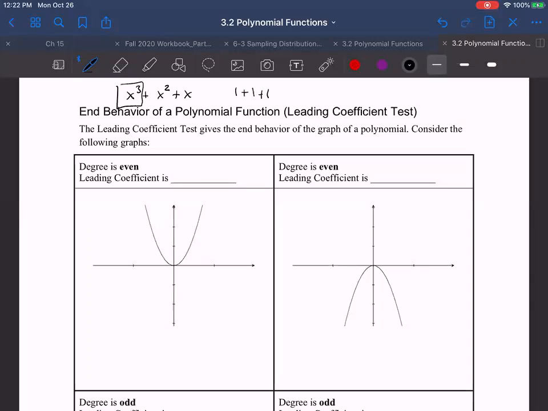And they're all pretty much the same. Even if I go to a number like 2, where x equals 2, then x cubed is 8, and x squared is 4, and 2, and 8, 4, and 2. They don't have that big of a difference.